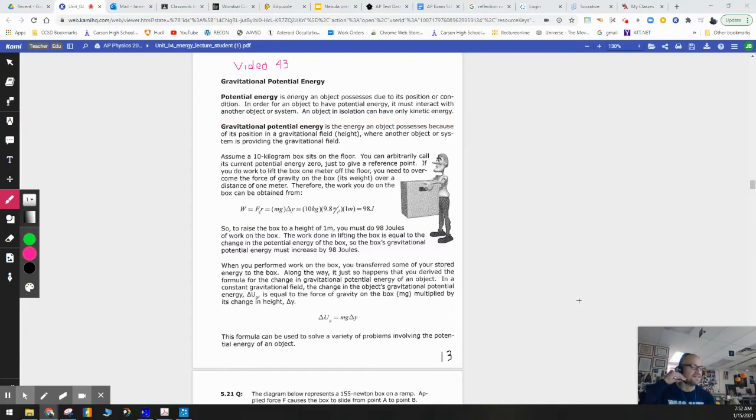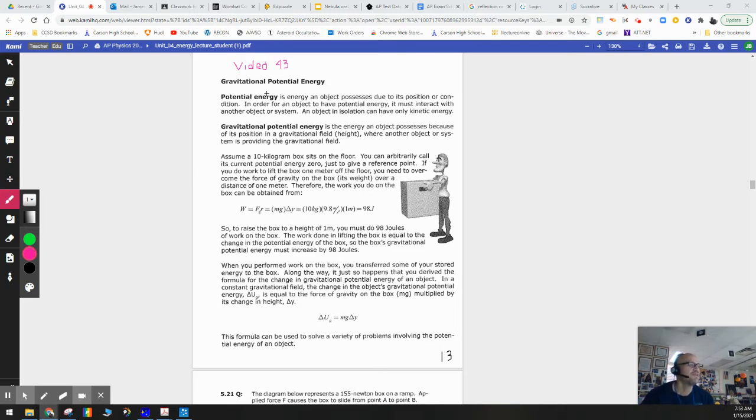Hey class, good morning. This is Mr. Bean for AP Physics. This is going to be Unit 4, Video 43, discussing essentials of gravitational potential energy. So we'll be looking at pages 13 through 16 of the study guide. All right, so without further ado, we'll go ahead and start here.